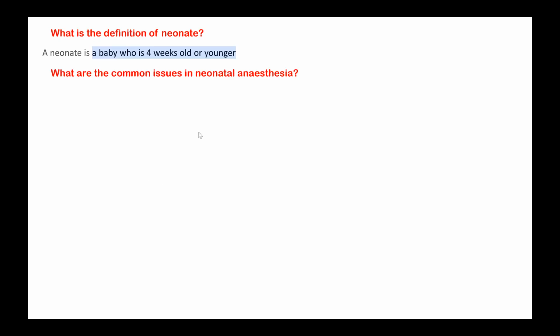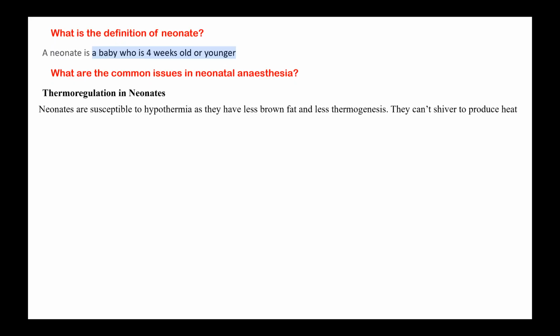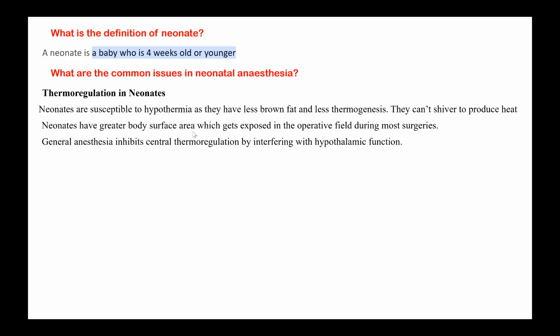What are the common issues in neonatal anesthesia? Altered airway anatomy, hypothermia, sir. Neonates are more prone to hypothermia. Liver and renal systems are all underdeveloped and immature. So thermoregulation is not good, and neonates have a greater body surface which gets exposed to the operative field and moisture. And general anesthesia also inhibits central thermoregulatory function.